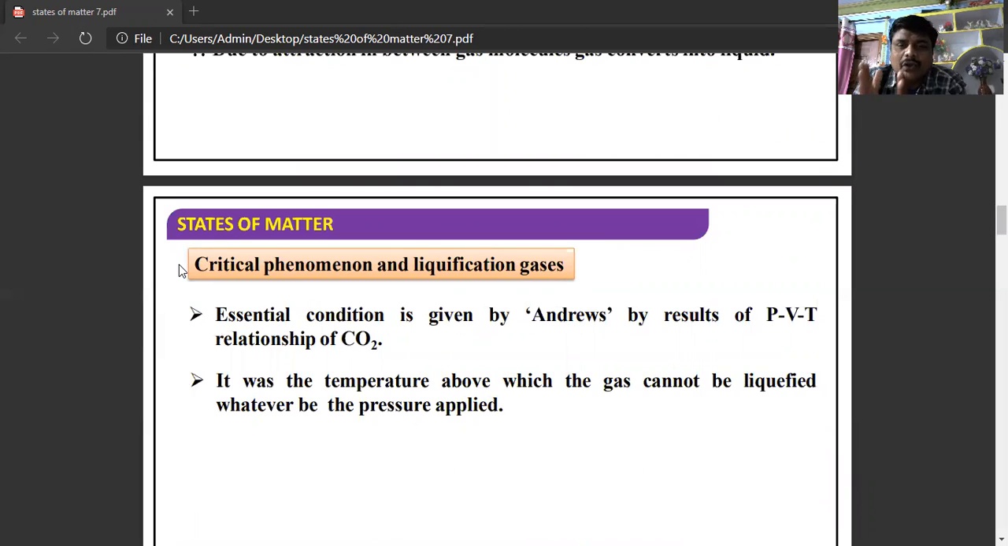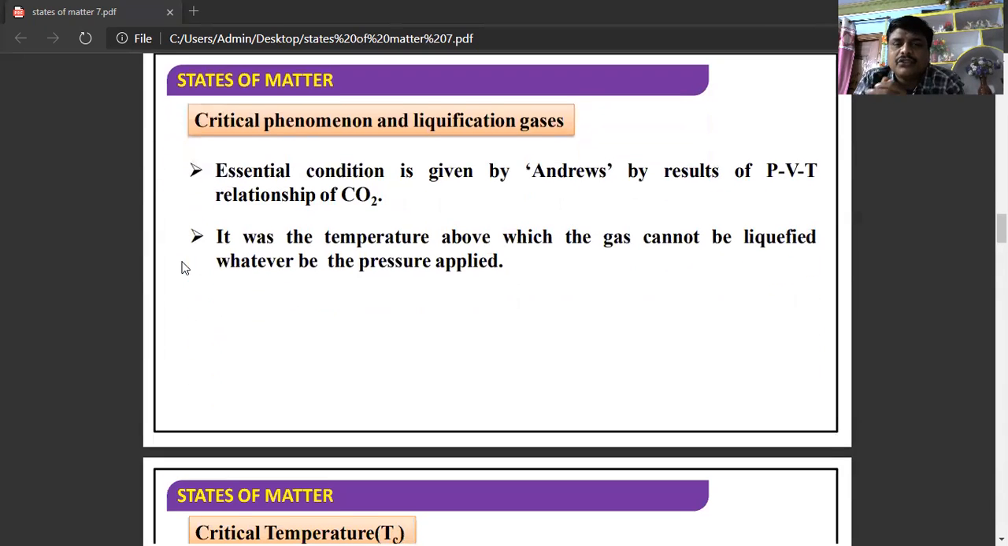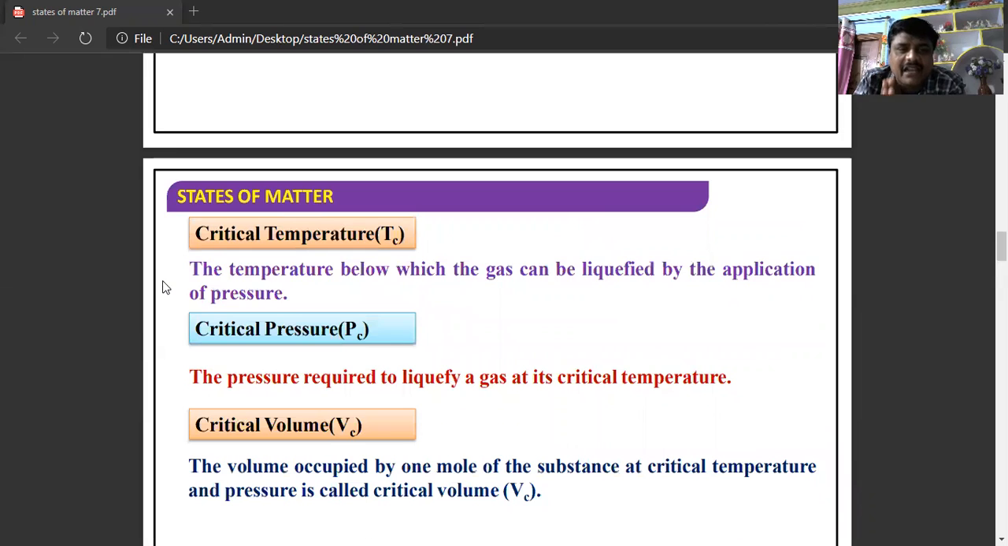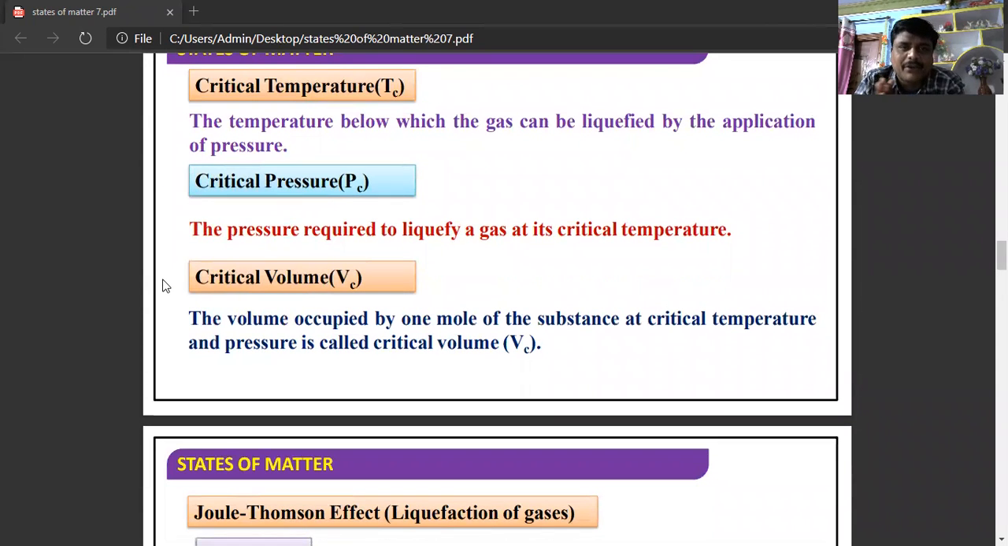The essential condition was given by Andrews from the result of the pressure-volume-temperature relationship of carbon dioxide. There is a temperature above which the gas cannot be liquefied, however much pressure is applied. That temperature is known as the critical temperature: the temperature below which the gas can be liquefied by the application of pressure, and above which it cannot.